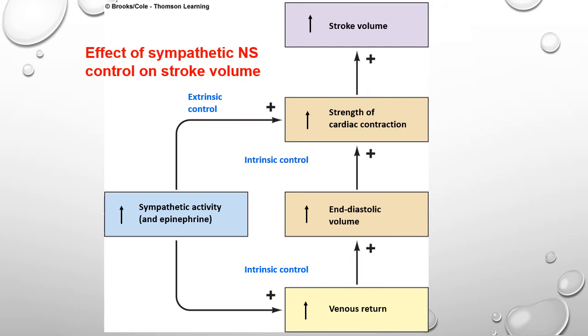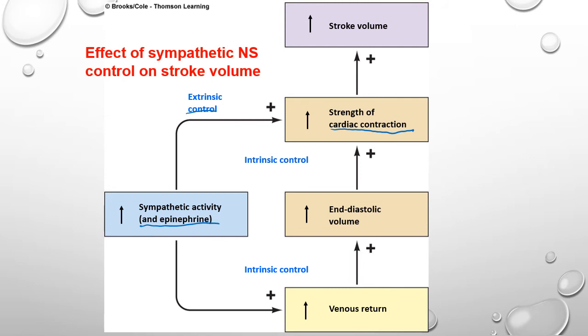So as we change things, the sympathetic nervous system has a role as well. It's not just simple reflexes and things like that. As sympathetic activity increases, so as we change those controls there, we have our strength of contraction increasing. So this is our extrinsic control. We're controlling it from outside of the heart itself.